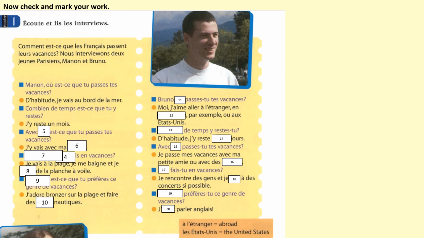4. Moi. 5. Qui. 6. Famille. 7. Qu'est-ce que. 8. Fait. 9. Pourquoi. 10. Sport.